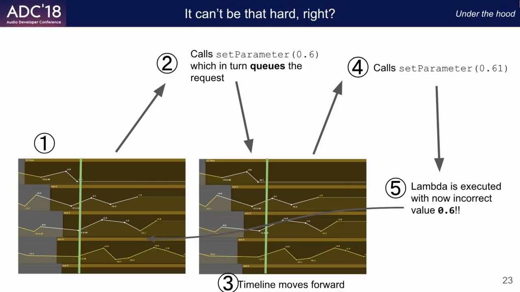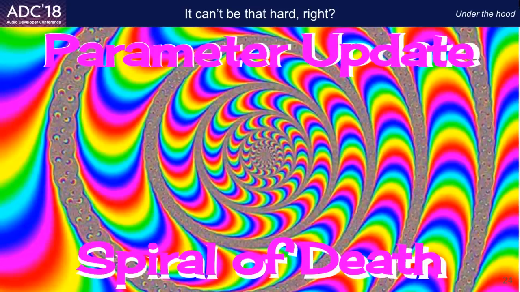In the meantime, though, before the queue actually gets to run, the parameter changes again, right? You get a call to set parameter 0.61. Now your queue kicks in. It sets it back to 0.6. It notifies that to the host. The host is like, hey, no, I don't want 0.6. Now I actually want 0.62. And the whole loop starts going over and over and over again. And you enter what I call the parameter update spiral of death.